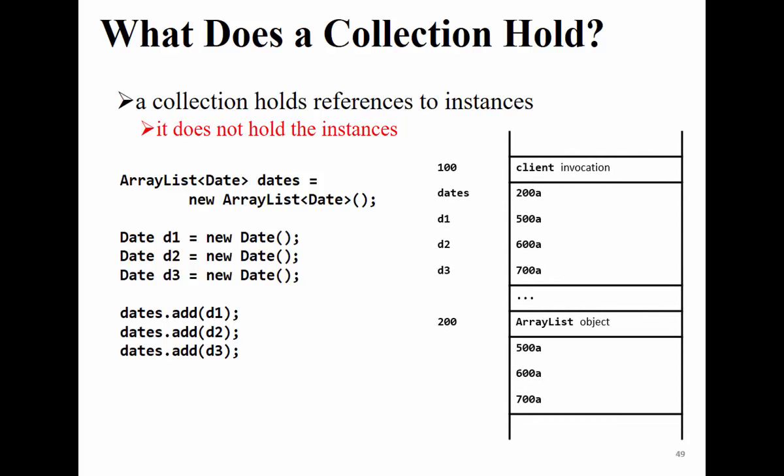That's exactly what happened in the memory. I create a client, create date at address 200. At address 200, I will find addresses of 3 objects, D1, D2, D3. So D1, D2, D3 live at addresses 500, 600, and 700. The array list will only store the addresses, will not store the objects, okay?